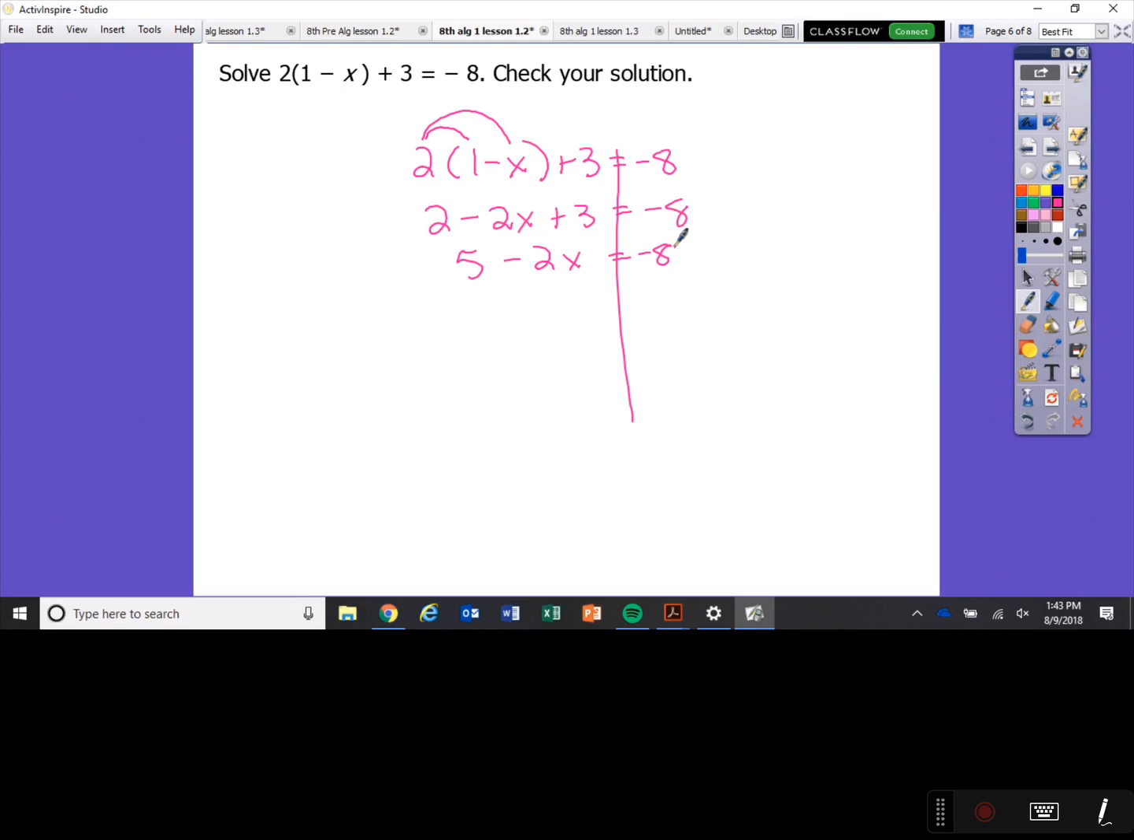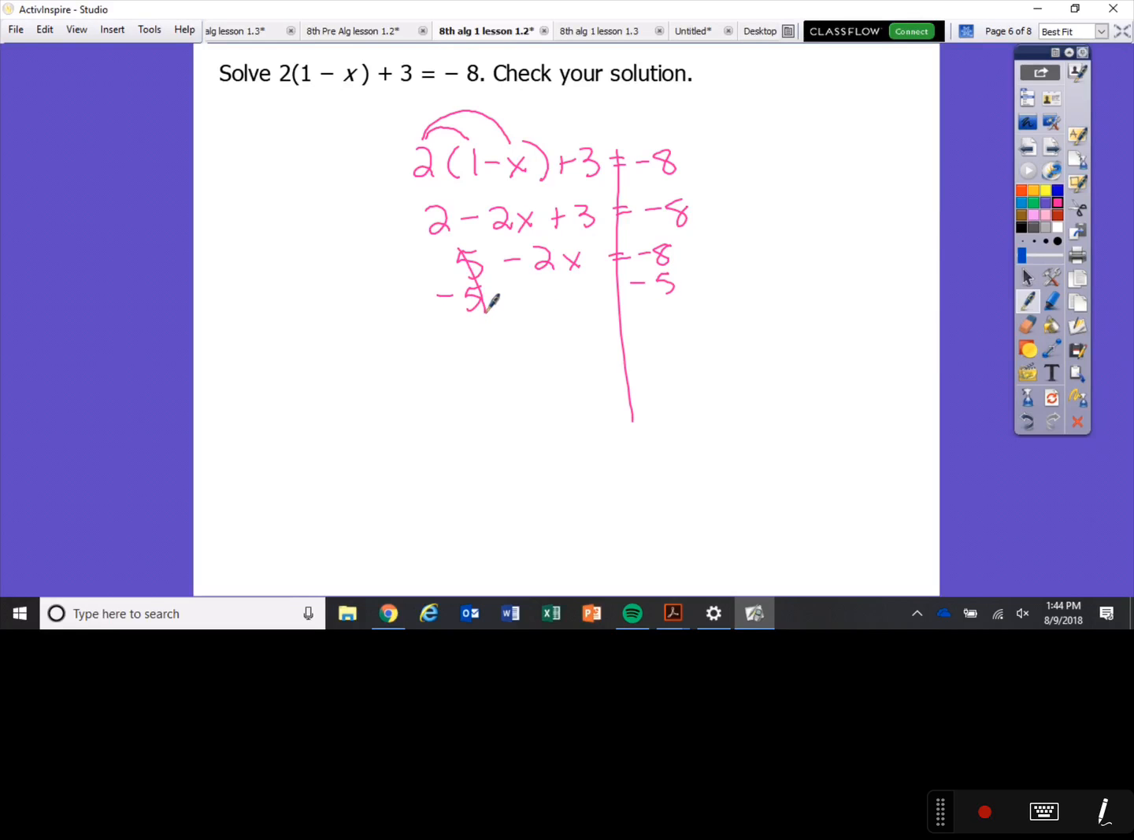Now what do I do? You subtract 5. Why am I not adding 5? I thought there was already a minus on it. Because it's positive. That minus is for the 2x. So the 5 is positive, right? So to get rid of a positive 5, we subtract it.